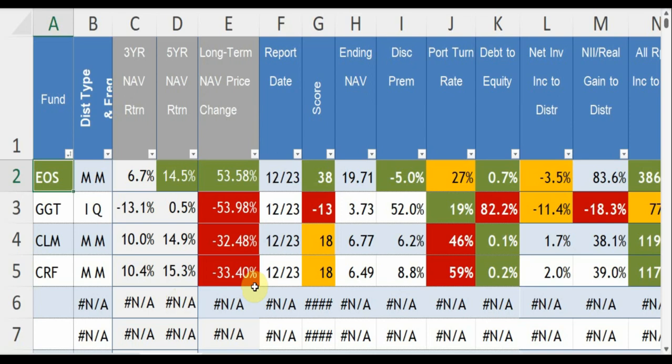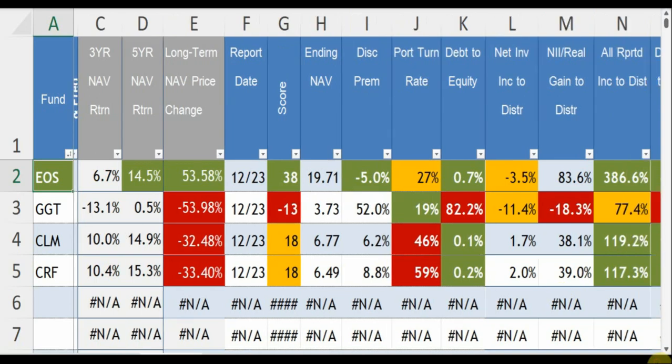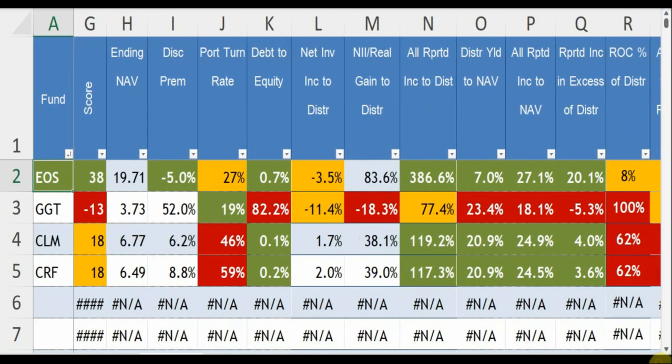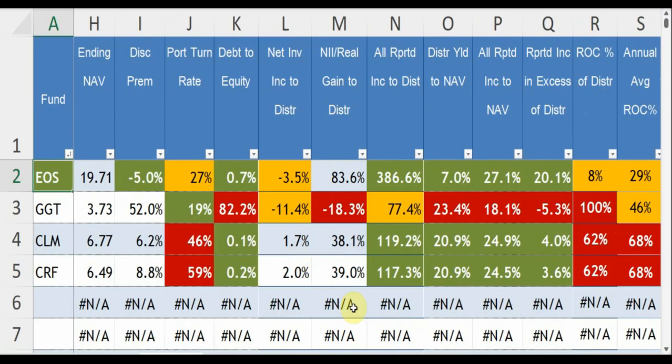Quickly moving along, we have the fund's scores as ranked by CEF Mastery. US the clear winner in this case. You can see that CLM and CRF have the same scores because, as I mentioned earlier in the video, there isn't much that separates them from one another, as you're about to see. Both CLM and CRF have high portfolio turnover rates and practically no debt. Under net investment income to distribution, you can see the effect of their low-yielding portfolios. In the column next to that is the addition of realized gains on top of the net investment income.